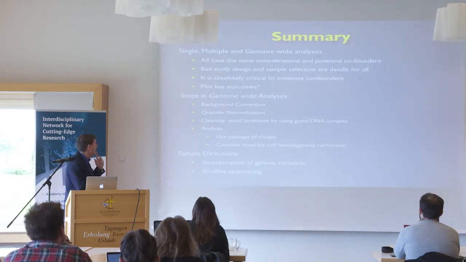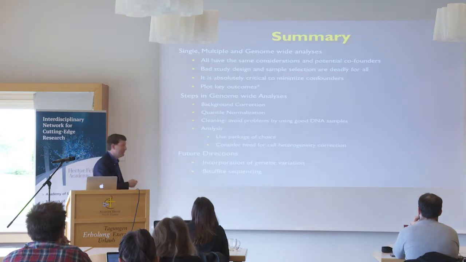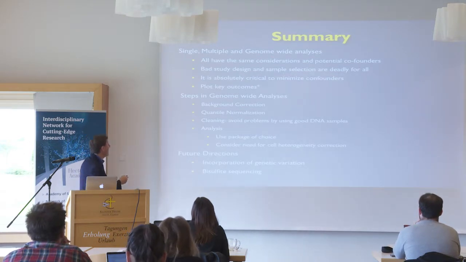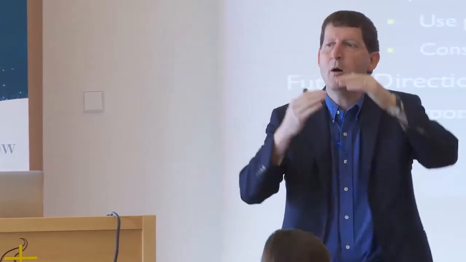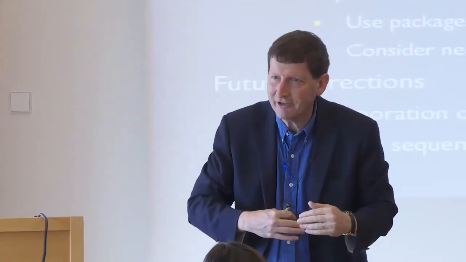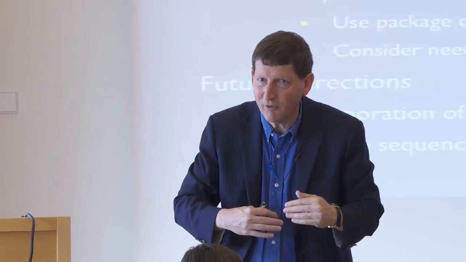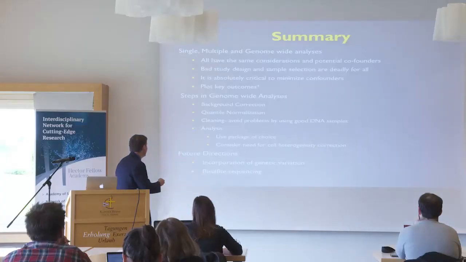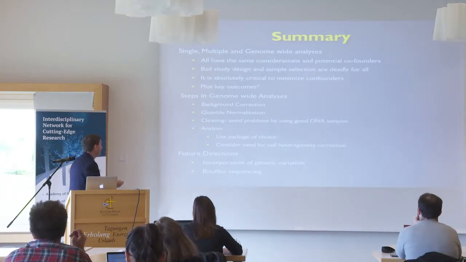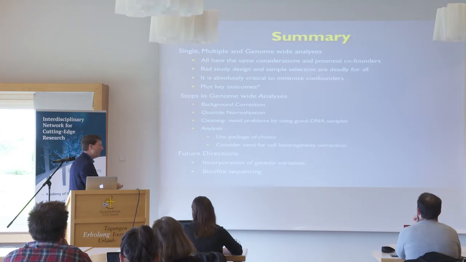So in summary, we've talked about single, multiple, and genome-wide analyses. All of them have the same considerations. It is absolutely critical to minimize confounders, and always, always, always, when you get an outcome, plot the variable. If it doesn't make sense at the single point level, I would think about it again before I went and published it, okay? Now, for genome-wide analyses, the key steps are background correction, quantile normalization, and cleaning. Avoid these problems by using high-quality DNA samples.